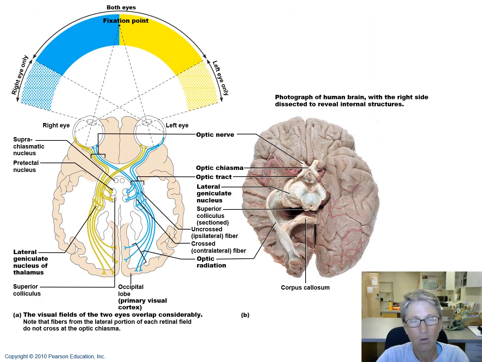And then this is a cartoon, side by side with a photograph of the human brain to show the structures.